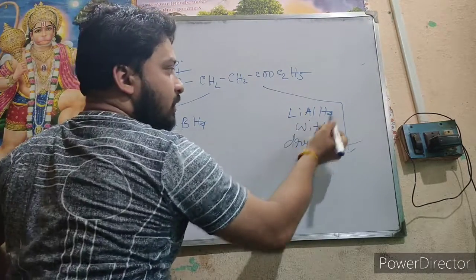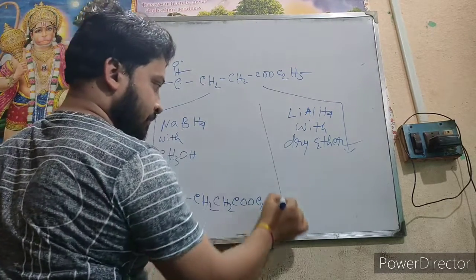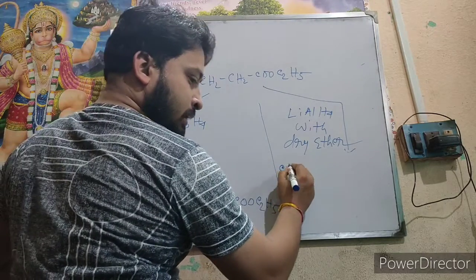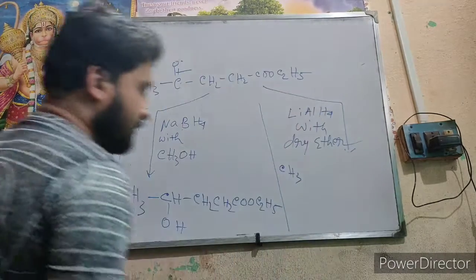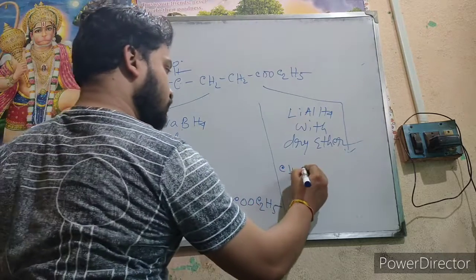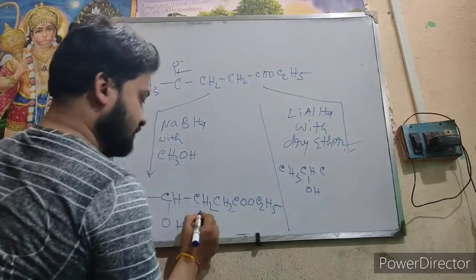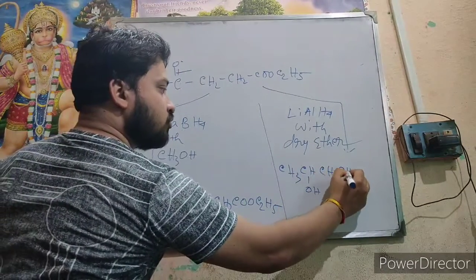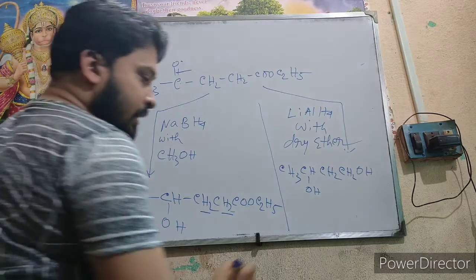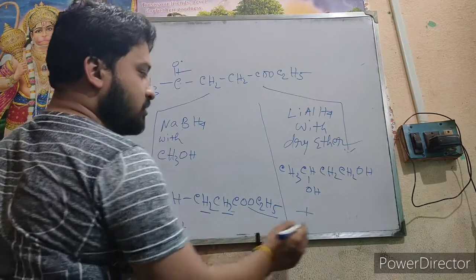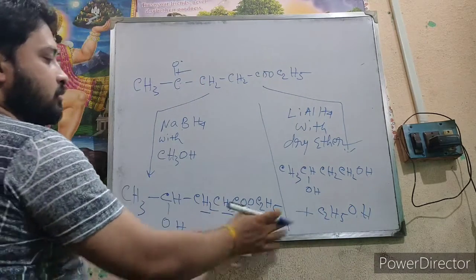But if you add lithium aluminium hydride, what will be the product? It gives you two products. The first product is CH3, CHOH, then CH2, CH2, CH2, CH2, then OH. And it gives you C2H5OH. It breaks this bond also.